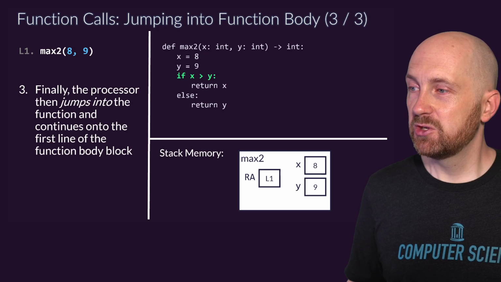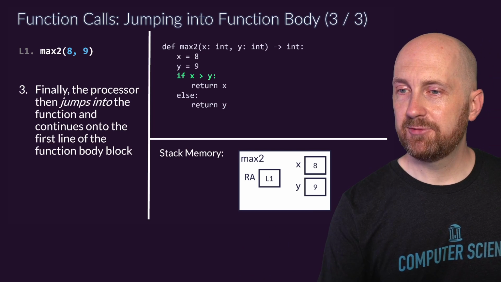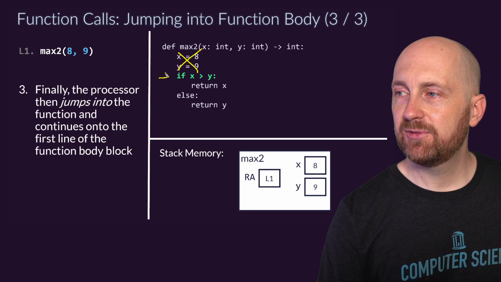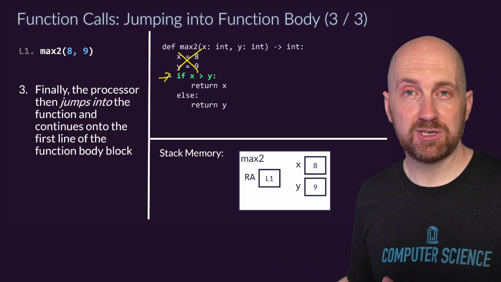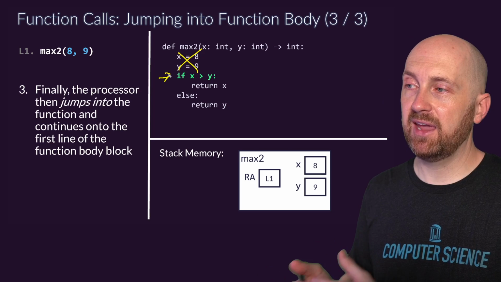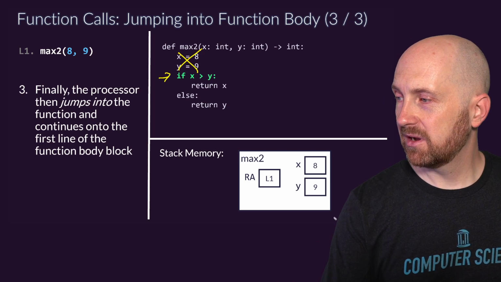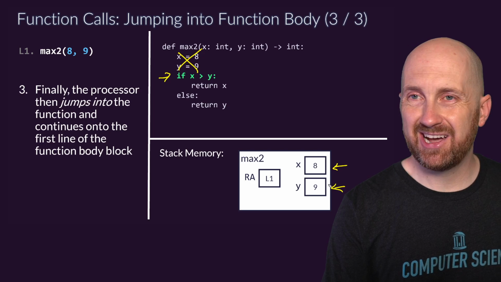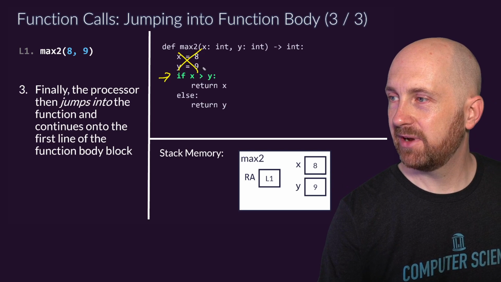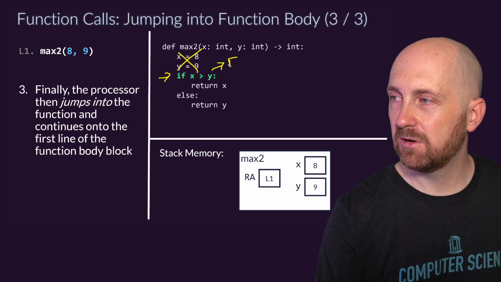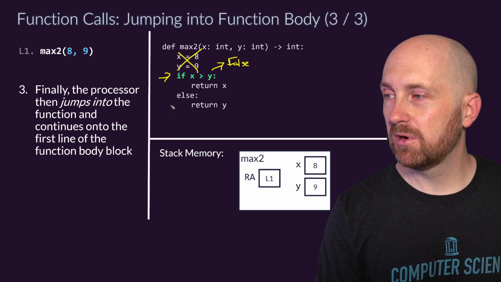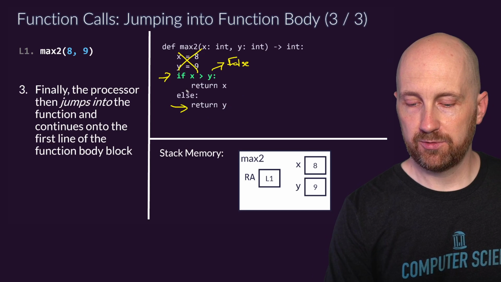All right, so then we jump into the function body after those parameters are initialized. So these steps are done, and that's when we start evaluating our function body. So now we can ask, is x greater than y? Well, we look up in memory, we see x is 8, 8 greater than 9, that's false. So this would evaluate to false in this particular function call. It won't always be false, but this time around it is. So that means we're going to jump to this else block, and we'll do that next.